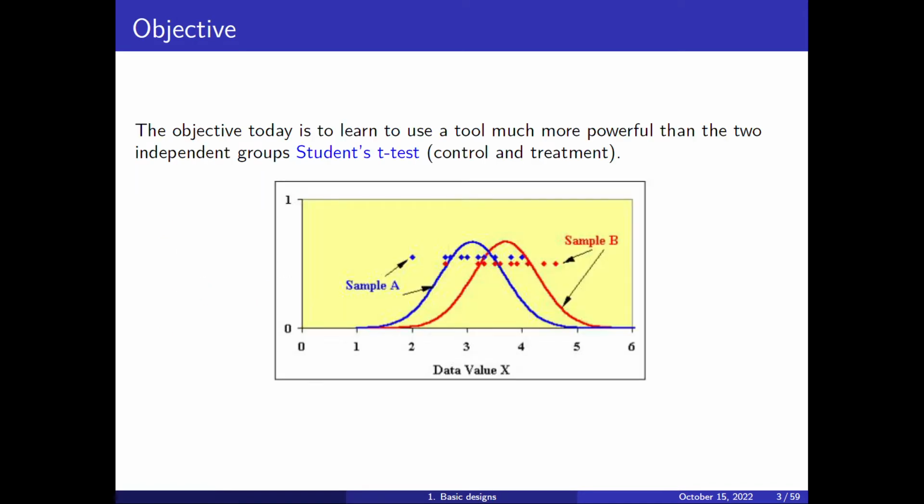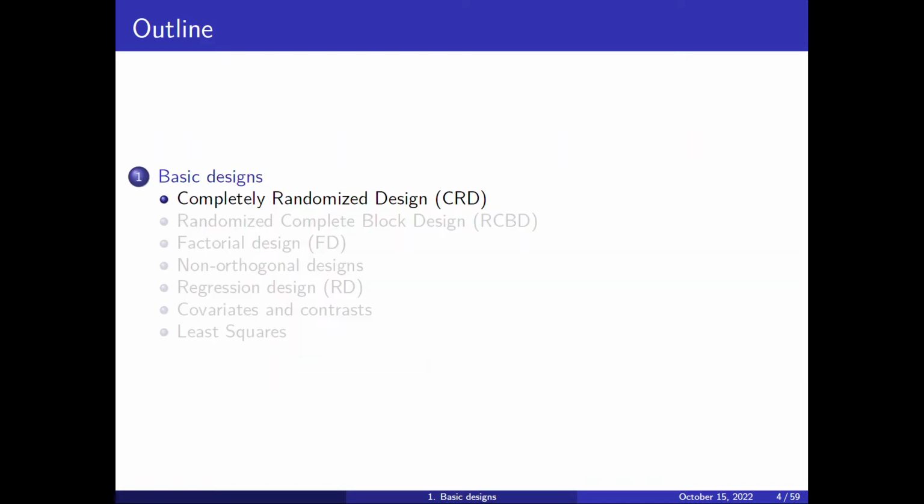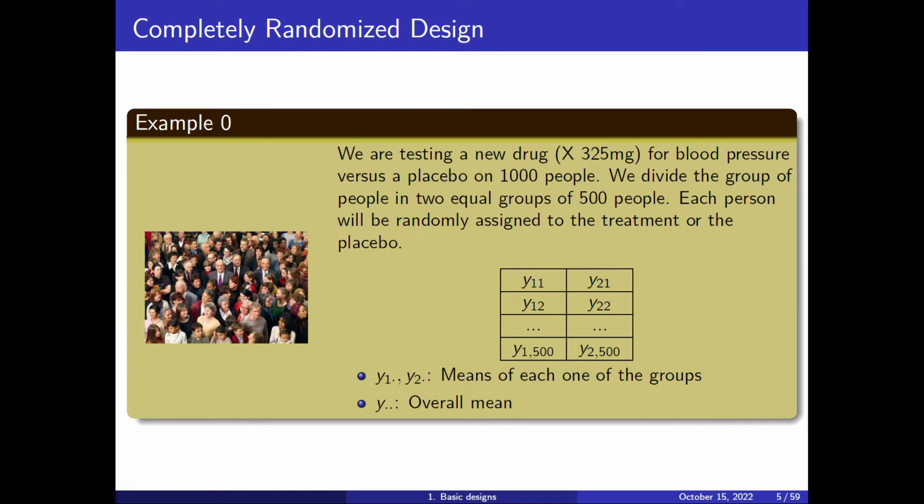The objective of this lecture is to learn a tool that is much more powerful than the typical Student t-test with a couple of groups. So let's see how we can do it. Actually, we will start with a couple of groups, and this data could be analyzed with the Student t-test, but we will use a different tool that is more in the direction of ANOVA and linear models.